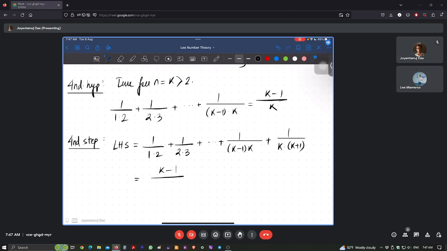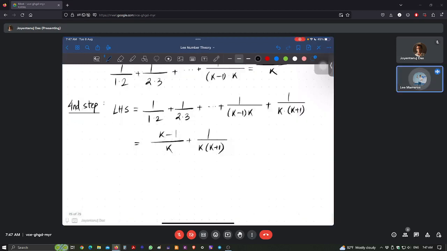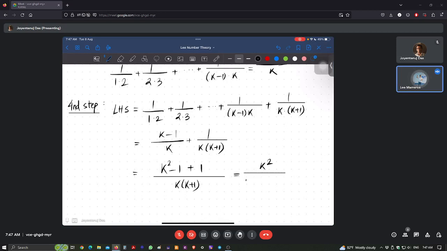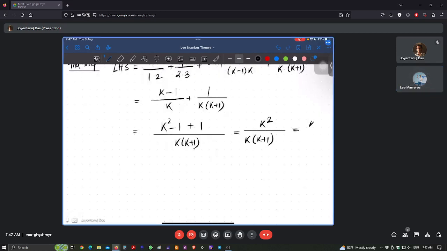So here if we replace this one, then what will be the simplification? We can multiply by k plus 1. That would be k squared minus 1, plus 1 plus 1. That would be k over k plus 1. Right. So that will cancel out.